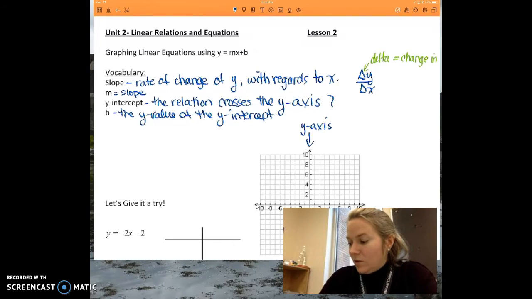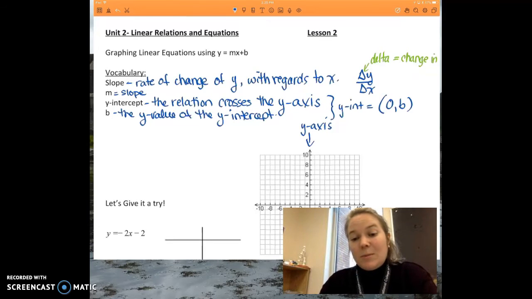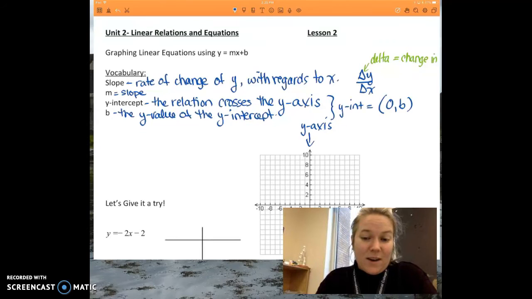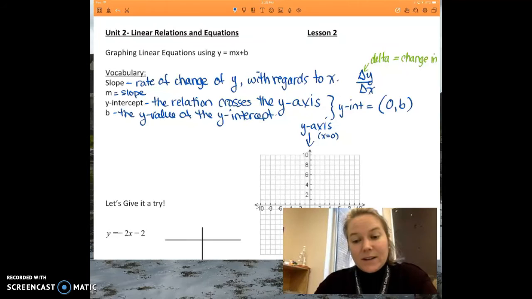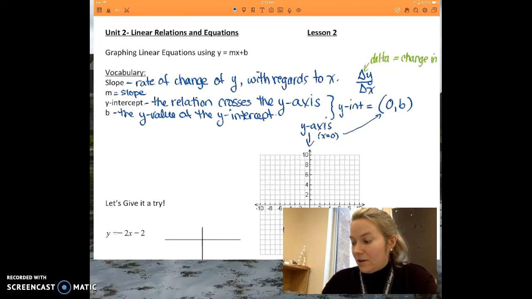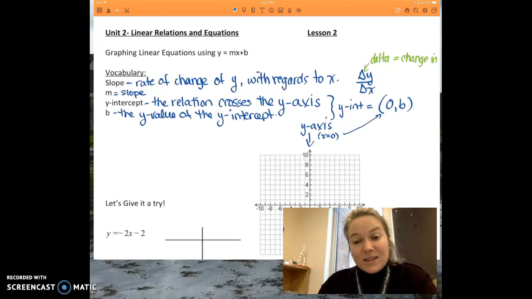Okay, so if you look at both of these ideas, the y-intercept is a coordinate (0, b). So remember we said everything on the y-axis has x equals 0. Any point on the y-axis, the x coordinate will be 0. So obviously that means we have 0 there. And then b is the y value of the y-intercept. So (0, b) is how the y-intercept is always written.